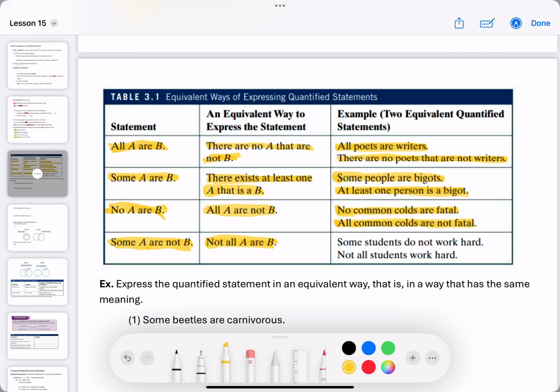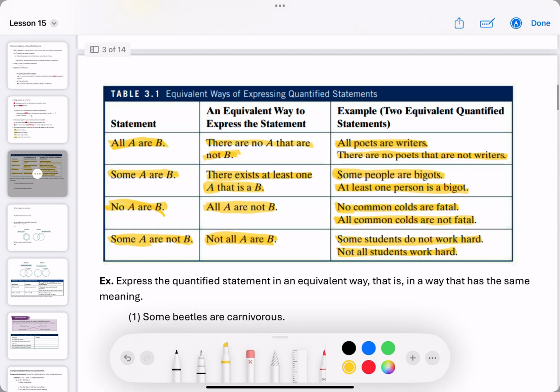So you can tell that I negate the A, and then the second part becomes the negation of B. Negate the first one, and then the negation of this one. This one is not, so it is B. Let's see the example. Some students do not work hard. The equivalent sentence is not all students work hard.